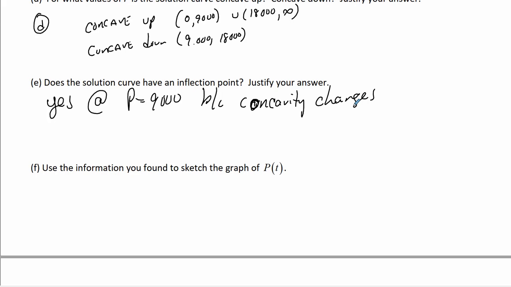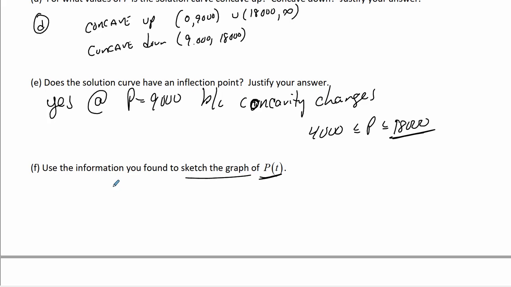So it basically is a moot point. Anything in the middle of our solution curve, right? So our solution curve, remember from part B at the top, was only between 4,000 and 18,000. Anything above 18,000 doesn't actually fit in my solution curve, so it doesn't matter. Okay, so now I want to use that information to sketch the graph of our function.